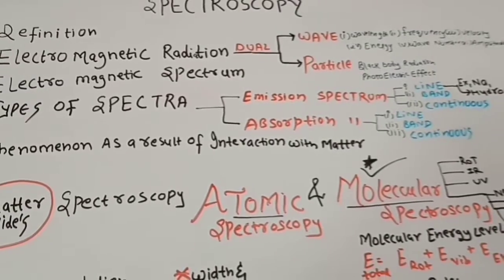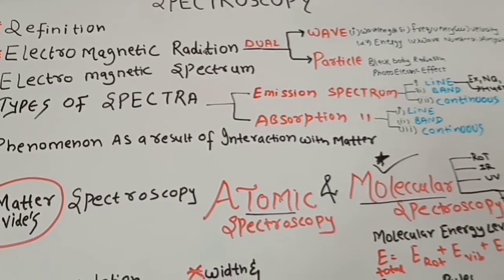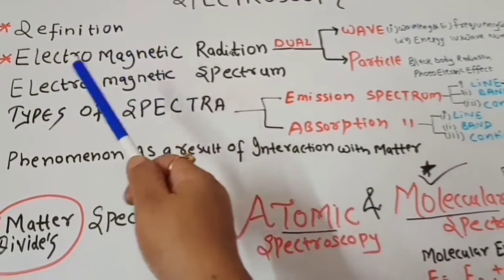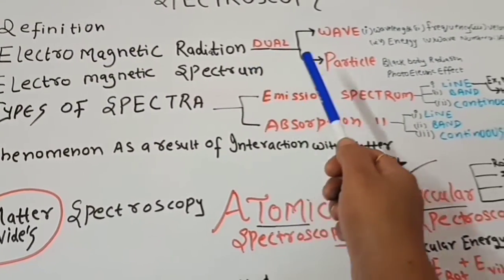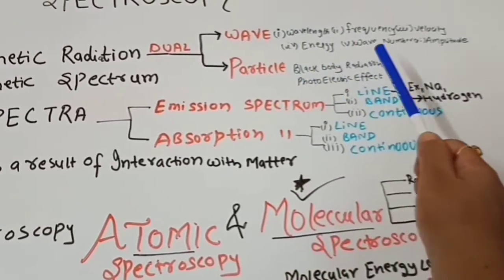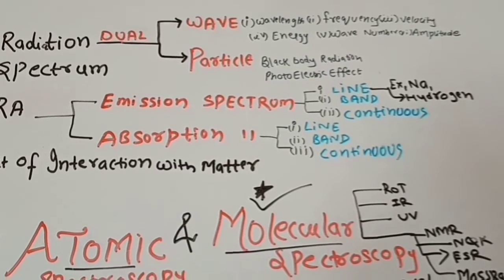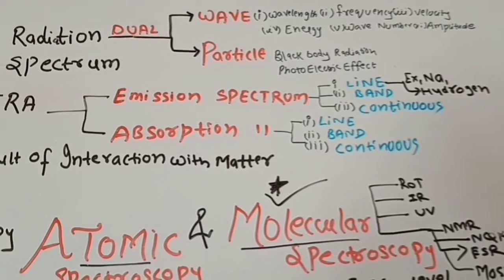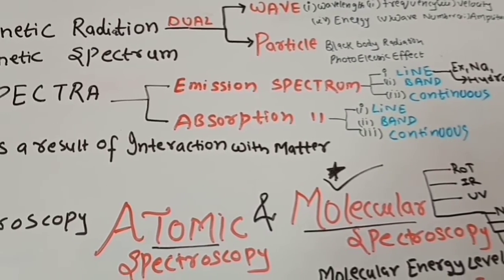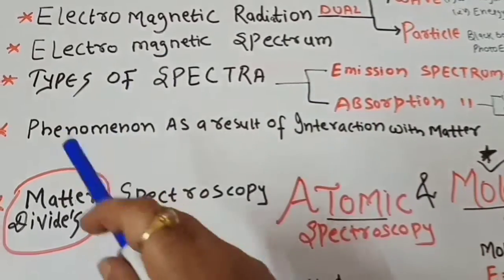To study spectroscopy easily, I have prepared a flow chart for you all. You can see it point-wise. First we must know the definition, then what electromagnetic radiations are, then their dual nature, that is the wave as well as the particle nature. In the wave nature, we will study the details of all the characteristics like wavelength, frequency, velocity, energy, wave number and the amplitude of the wave. In the particle nature, in short, I described blackbody radiation and the photoelectric effect. Then what the electromagnetic spectrum is and its range.